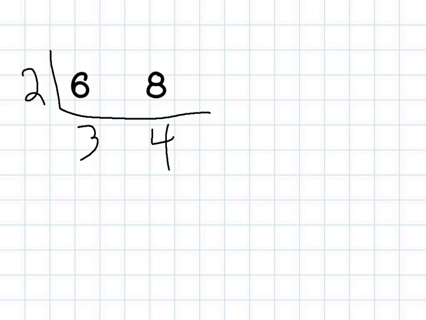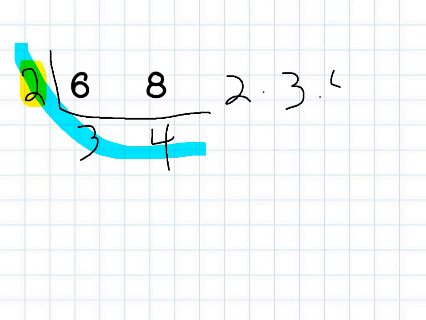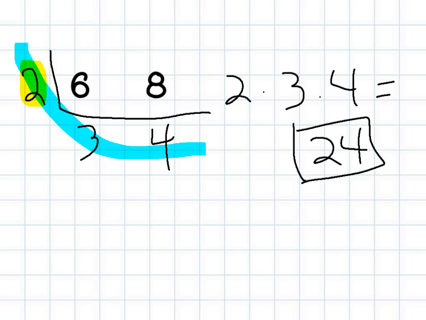Now, when we're doing LCM, it's similar to GCF. Your GCF would have been 2. In this case, since we're not doing GCF, we are doing LCM. Your LCM would be taking all of the numbers that are on the outside and multiplying them to get the answer. So in this case, it would be 2 times 3 times 4, which would give you 24. So your LCM would be 24.